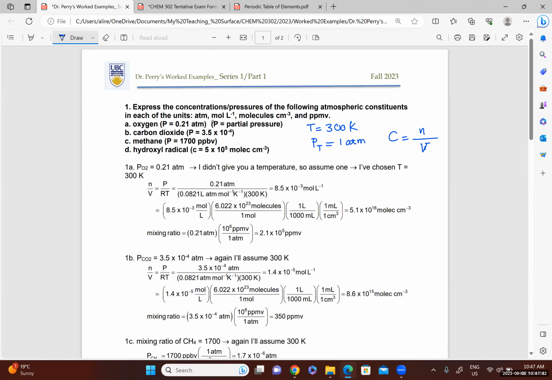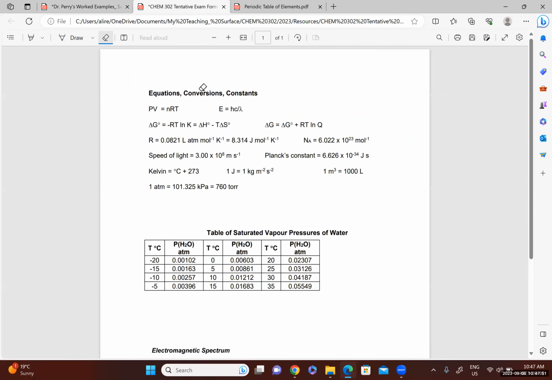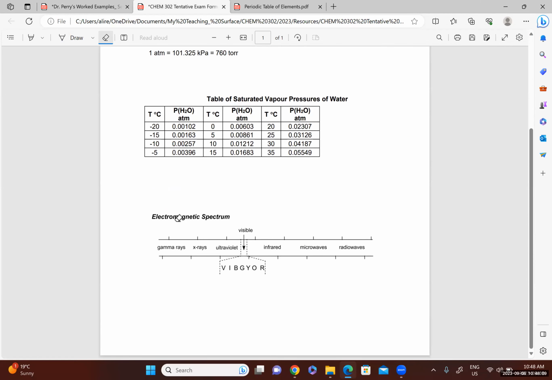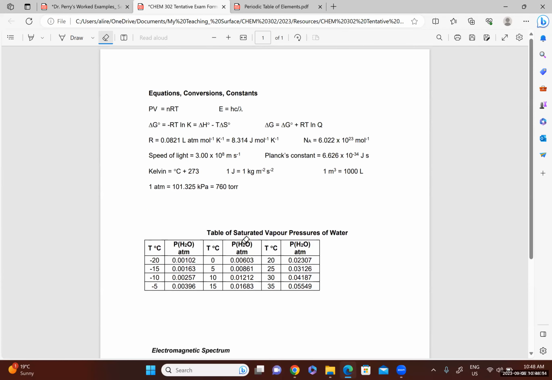To convert that, we can use a very important and simple equation. I need to switch to the equation sheet that I posted on Canvas. All these equations and unit conversion factors will be given in the exam, and also this electromagnetic spectrum, which I will explain when we talk about radiation, and this table for humidity calculations. These equations are given, including the ideal gas law, PV equals nRT.